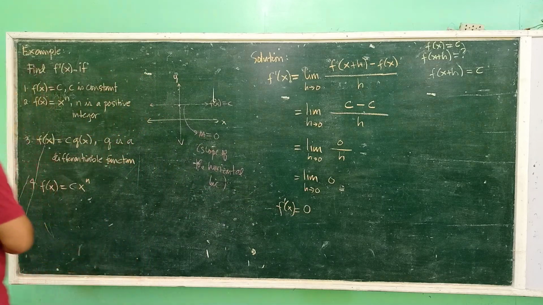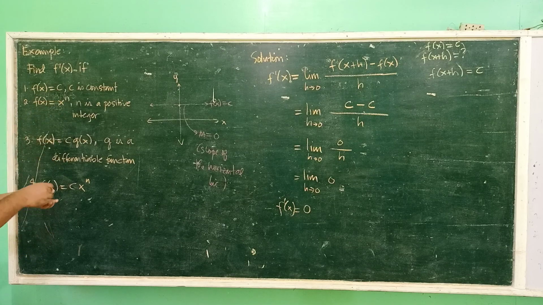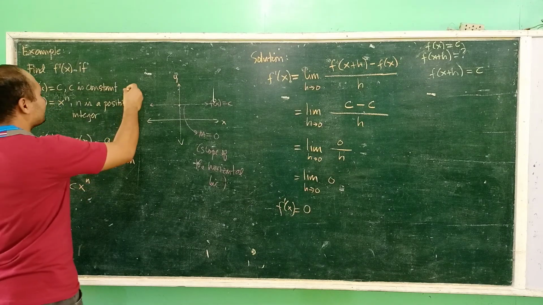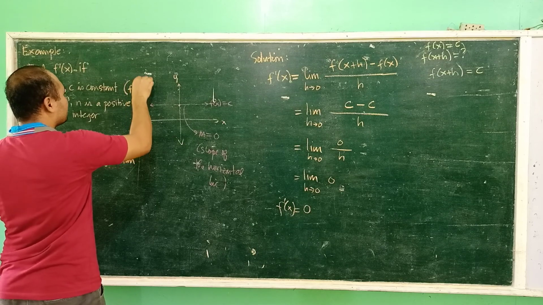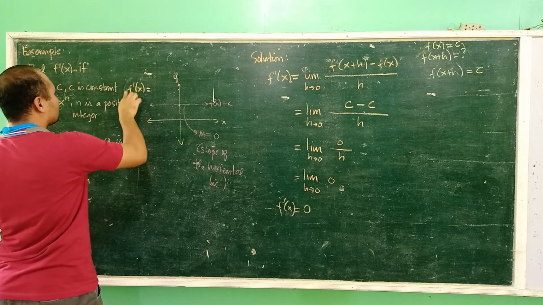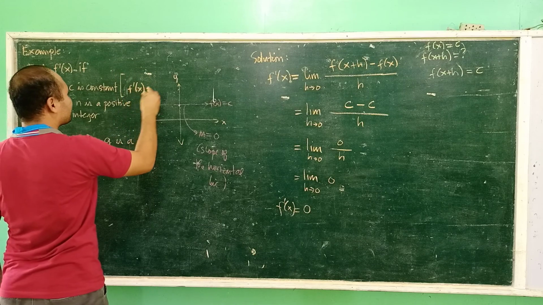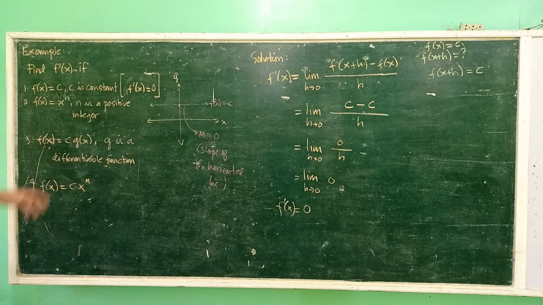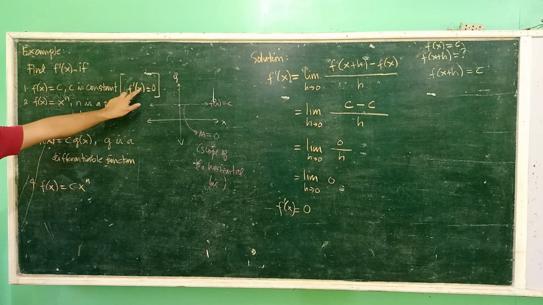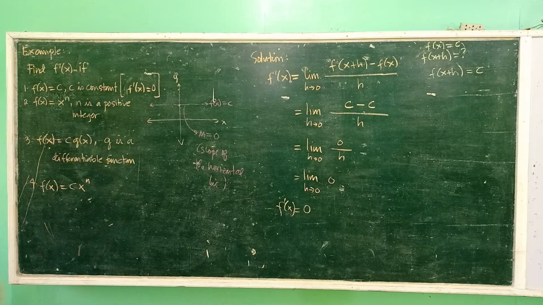So what is the answer for number 1? Number 1, if f of x is equal to c, then f prime of x is equal to 0. So for any constant c, the derivative of that constant is equal to 0. So the derivative of a constant is 0. Okay?